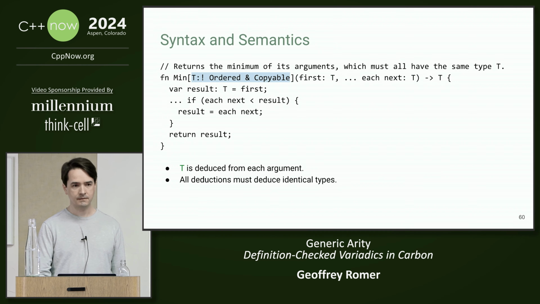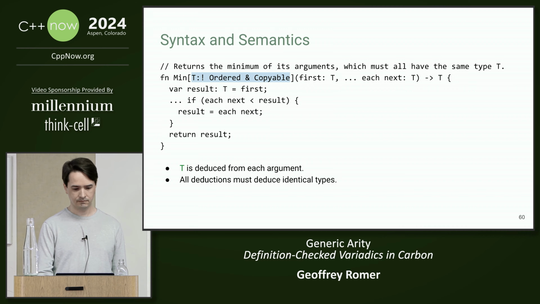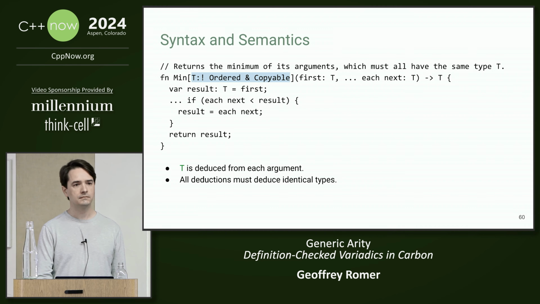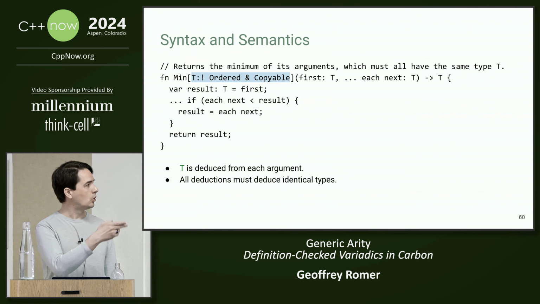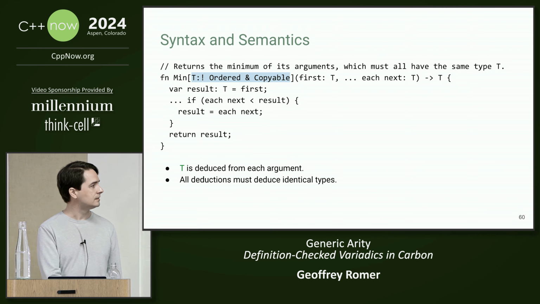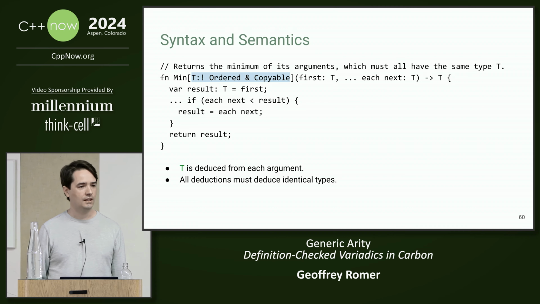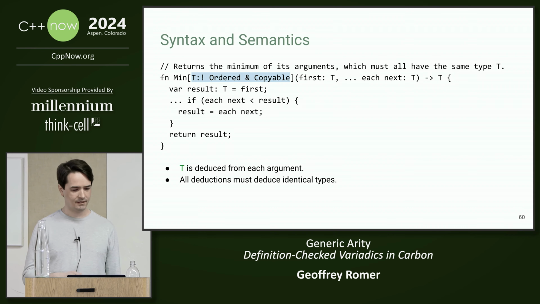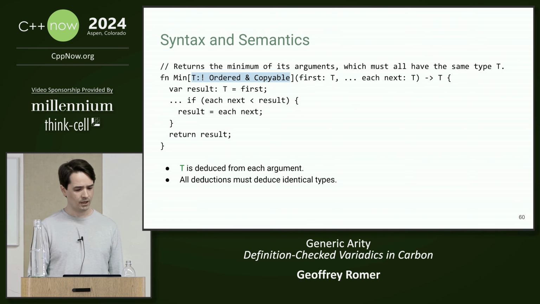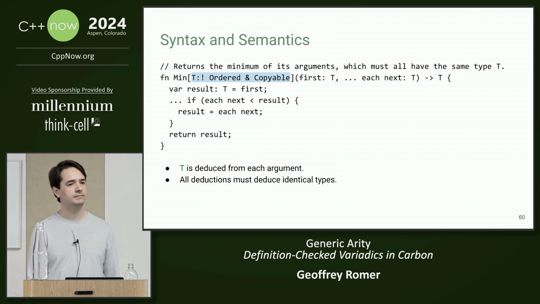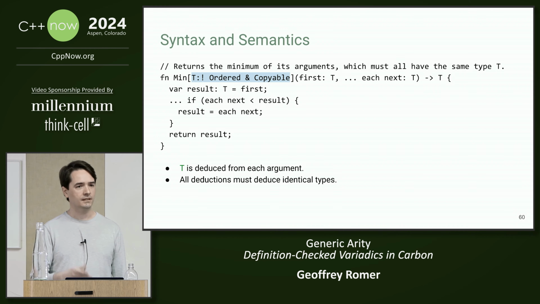Wait, sorry. Yes. I was writing another. Orderable means specifically what? So ordered, it just means that supports less than comparison. Thank you. I don't think that's actually what we call this interface. This is just an illustration.